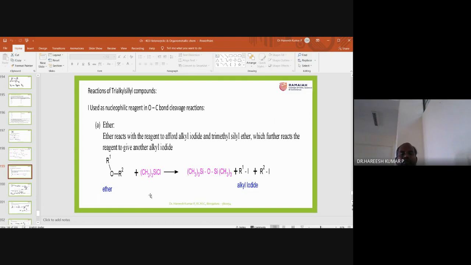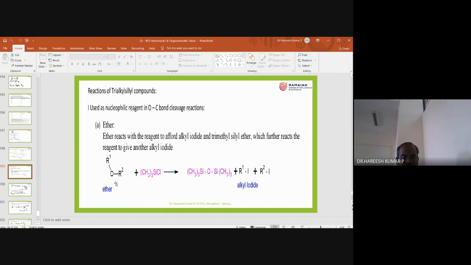Oxygen-carbon bond cleavage, where can you find it? You can find it in ethers, epoxides, esters, lactones, and carbamates. Okay, so that means these silyl compounds cleave the bond between the oxygen and carbon. So this is an ether. This will be the general structure of an ether. So you know that there is a lone pair present on the oxygen. Of course, these electrons are called the bond pair.